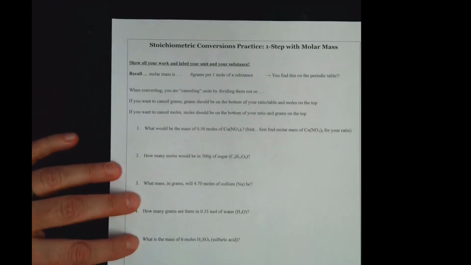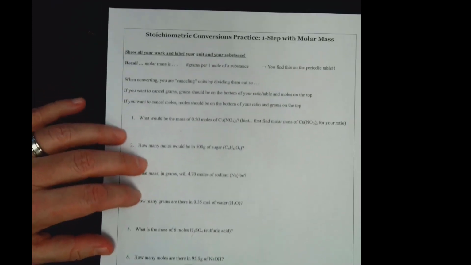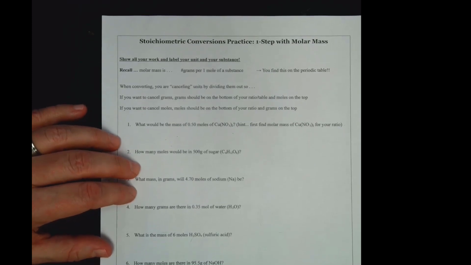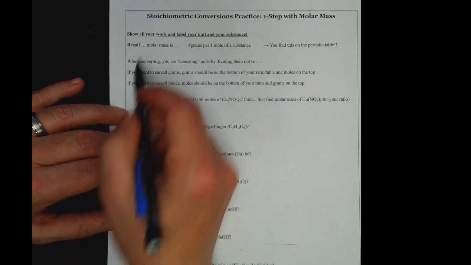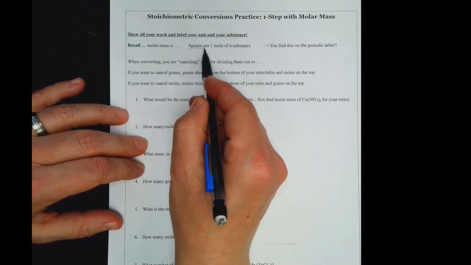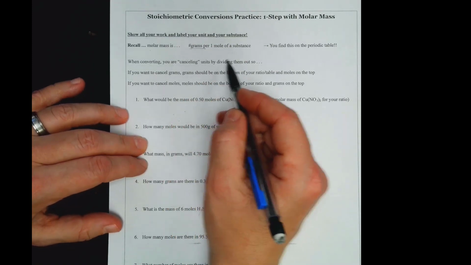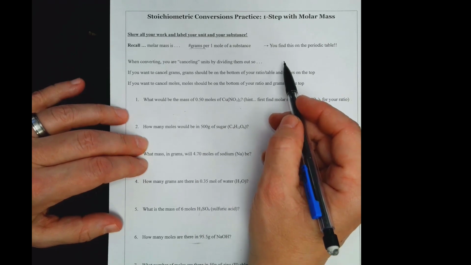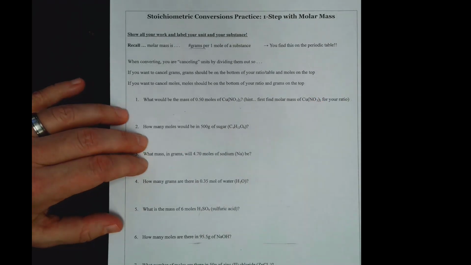I just want to walk you through stoichiometric conversions practice number 1, specifically molar mass. This is something that we tackled on Monday the 6th, and so I want to walk you through working on these problems and going through the process. Now, a couple of things to remember. Recall that molar mass is the number of grams of 1 mole of a substance. Again, you're going to have to use your periodic table, or you can also use a P table, in order to figure those things out.